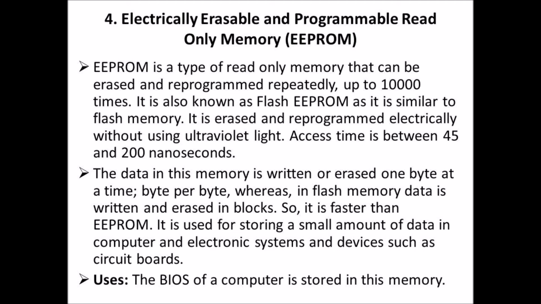The data in this memory is written or erased one byte at a time, byte per byte, whereas in flash memory data is written and erased in blocks. So, flash memory is faster than EEPROM. EEPROM is used for storing a small amount of data in computer and electronic systems and devices such as circuit boards. Uses: the BIOS of a computer is stored in this memory.